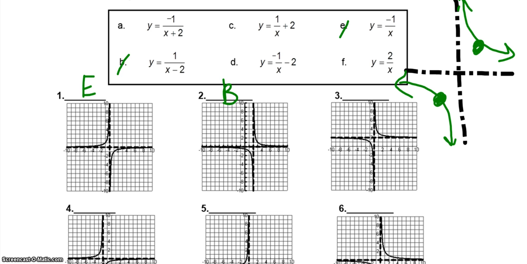Alright, number 3. It is shifted up 2 units. So that means we are going to have a plus 2 on the outside. So number 3 is C.